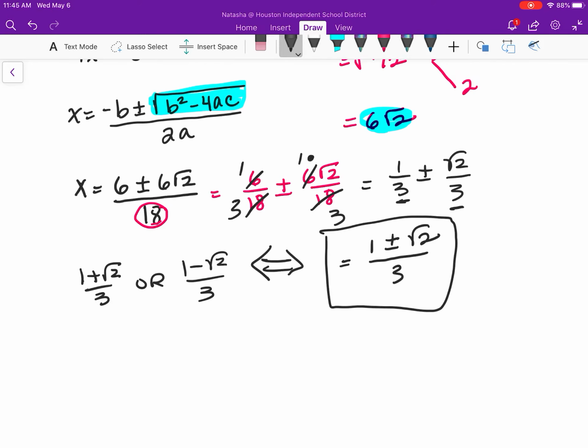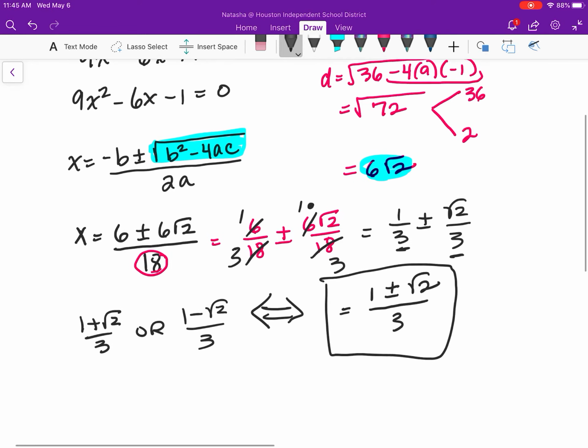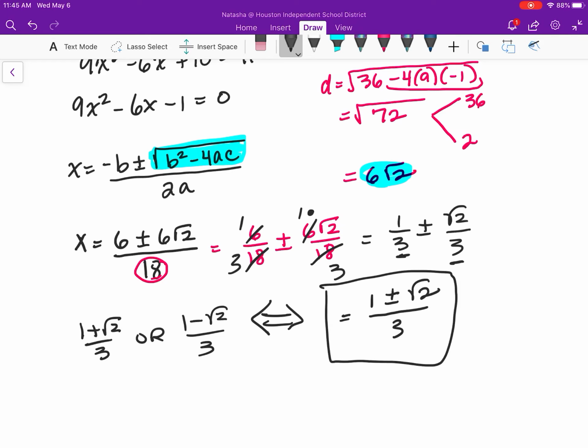There you have it. That's how you're going to simplify the radical form, especially using the quadratic formula. Do not give me decimals. I do not want decimals.